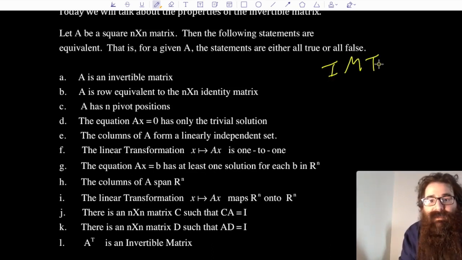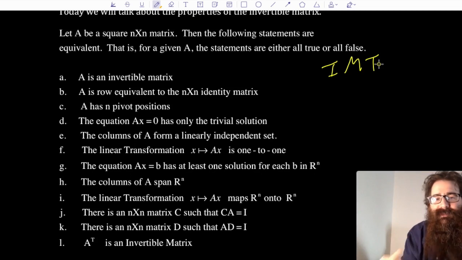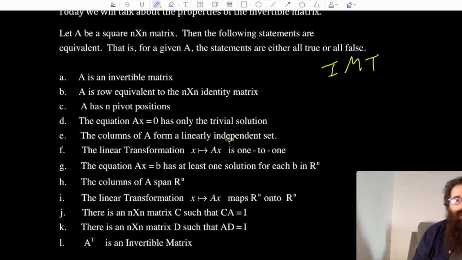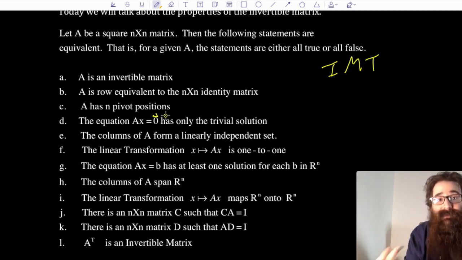IMT. Yes, I am. First, A is an invertible matrix. Right away, starting off strong. Second, A is row equivalent to the n by n identity matrix. Then we have A has n pivot positions, and a lot of these sort of infer the same thing, right? You'd say, well, if it's row equivalent to the identity matrix, then it's going to have n pivot positions for an n by n matrix. Then we continue on to say the equation Ax equals 0, and this is the 0 vector, has only the trivial solution. So that's a natural consequence of what we just said. The columns of A form a linearly independent set.